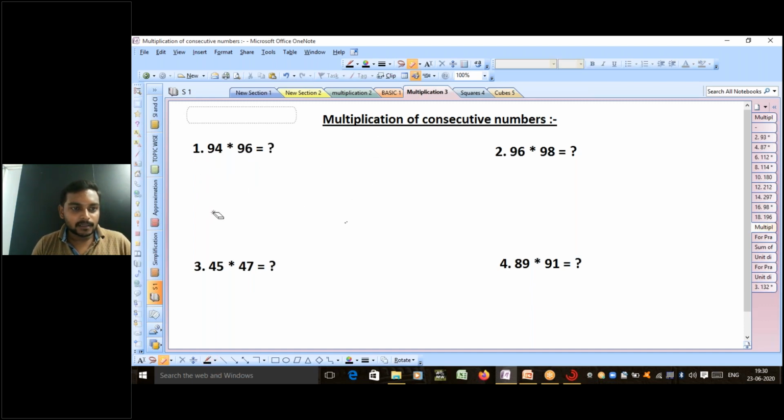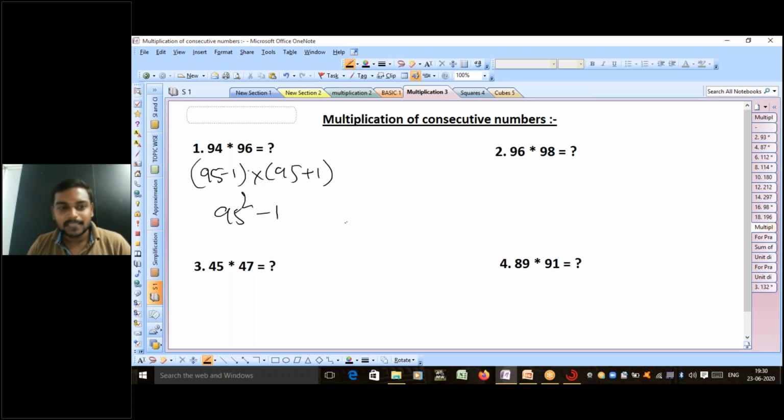Okay. In the same way, here we have the numbers 94 and 96. 94 and 96 can be written as 95 minus 1 and 95 plus 1, which is nothing but 95 square minus 1. Why? Because it is in the form of a plus b into a minus b, which is nothing but a square minus b square. 95 square minus 1 square. 95 square is 9025. I'll let you know how to square a number in tomorrow's class. So 9025 minus 1 is nothing but 9024.